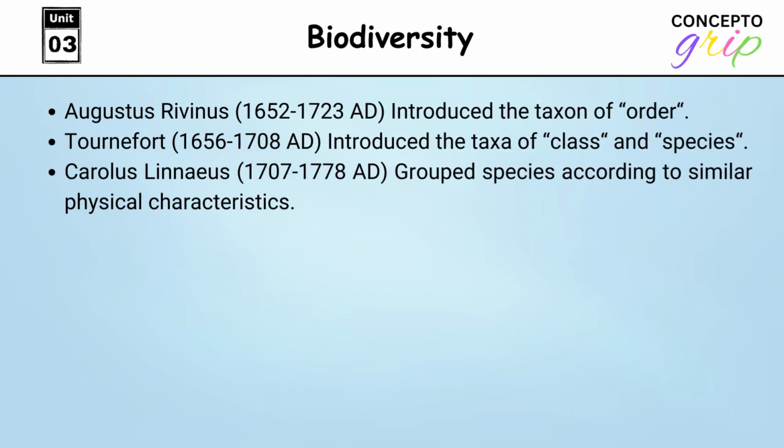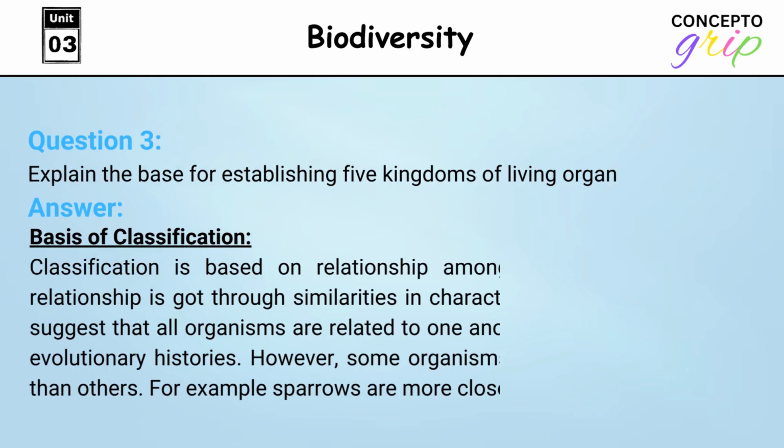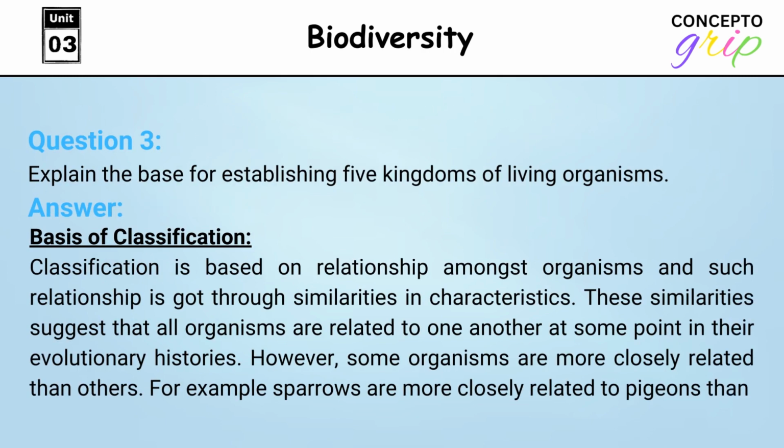Augustus Rivinus introduced the taxon of order. Tournefort introduced the taxa of class and species. Carolus Linnaeus grouped species according to similar physical characteristics. Question number three. Explain the base for establishing five kingdoms of living organisms.